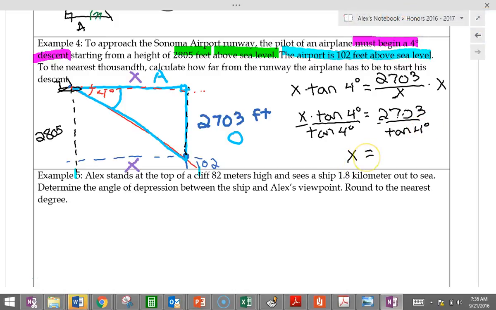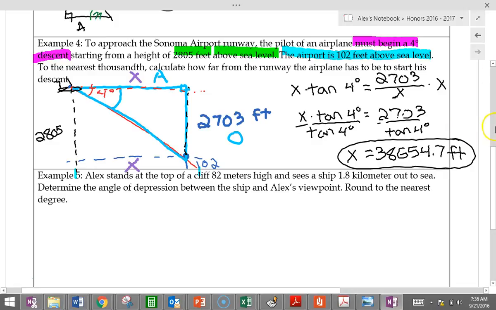So x equals 38,654.7. A big number, which makes sense because our angle is actually really small. So in order to get that far, you have to go a long way. All right, let's look at our next example.